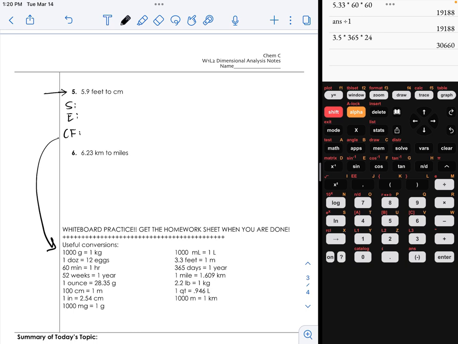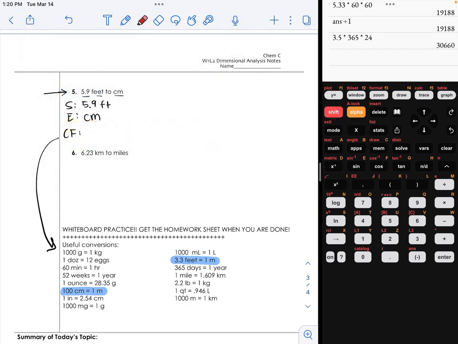Okay, the starting point is 5.9 feet because it's a number and a unit together. The ending point is centimeters. It's just a unit by itself. And we need to go from feet to centimeters. When I look down at the chart on the bottom, I see feet to meters. So I could go from feet to meters, and then I see from meters to centimeters over here.